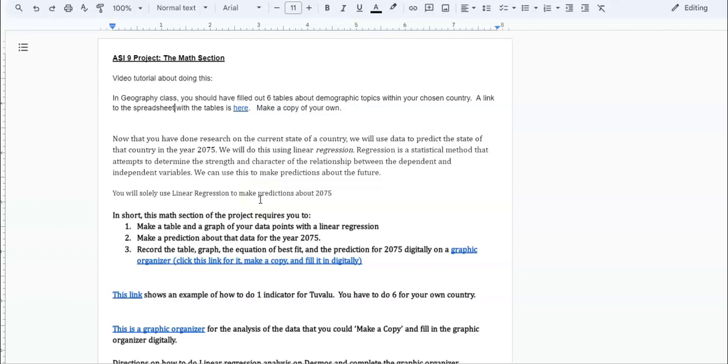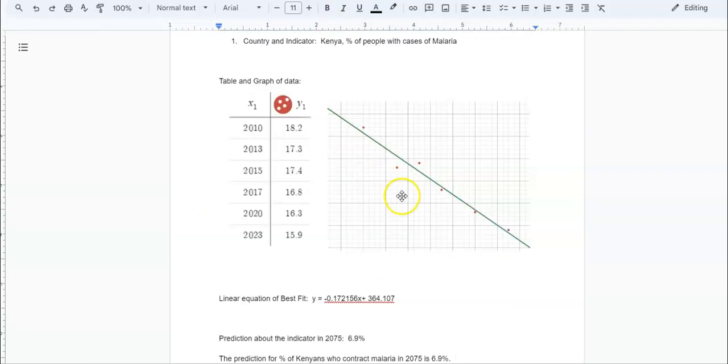Linear regression is a way to predict future values. So you have values based on past years, and we are now going to use that information to make a prediction about that indicator, whatever that is, in the year 2075. So we're going to make a table and a graph. You've already made a table. Now we're going to make graphs using that table, and we're going to make predictions. And we're going to put it all on a graphic organizer.